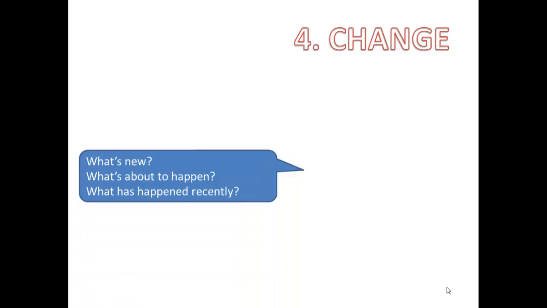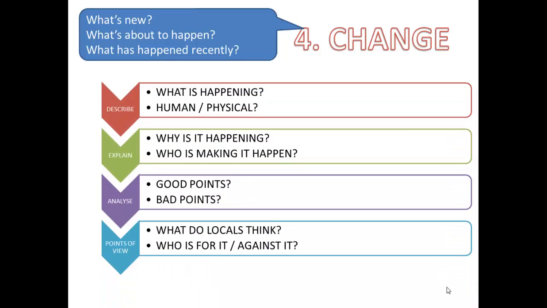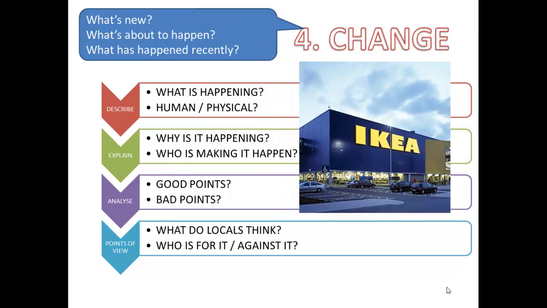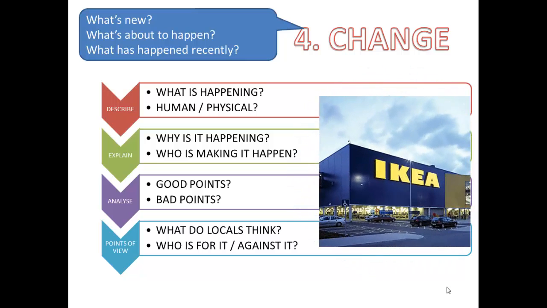The fourth part of being geographical is looking at change. Change is the bit that makes geography so exciting because it's about what's new. It's about what's about to happen or has happened recently. When we think about change, geographers do it in 4 steps. Step 1 is to describe the change. So, for example, IKEA is proposing to locate at junction 12.